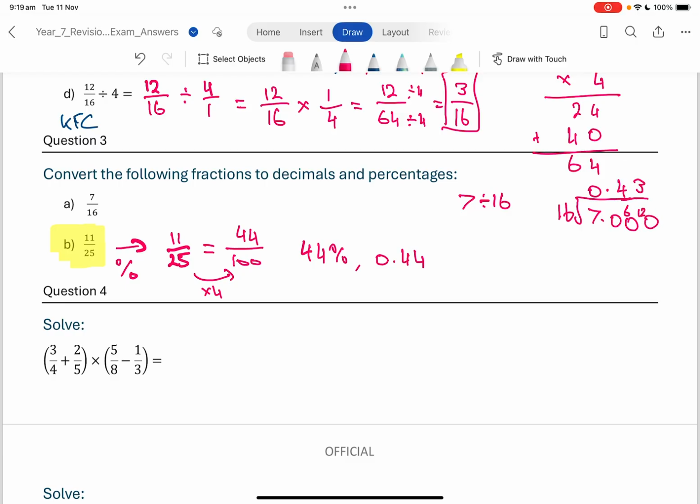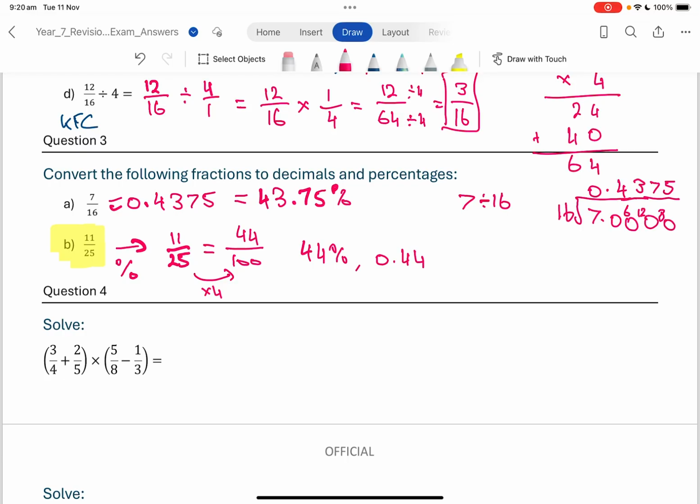16s into 120. Yeah, this is definitely one you would have a calculator for, okay? That would go in 7 times. And we'd have 8 left over. And then 16s into 80 goes in 5 times. So we would have that this is 0.4375, which multiplying that by 100 would be 43.75%. But yeah, definitely a little bit of a trickier one there.